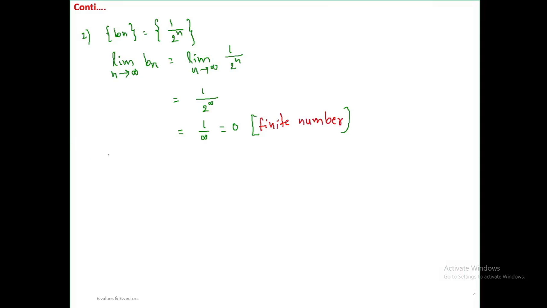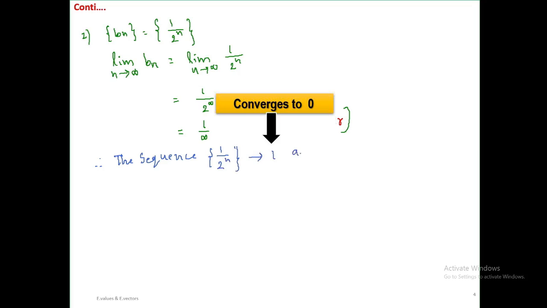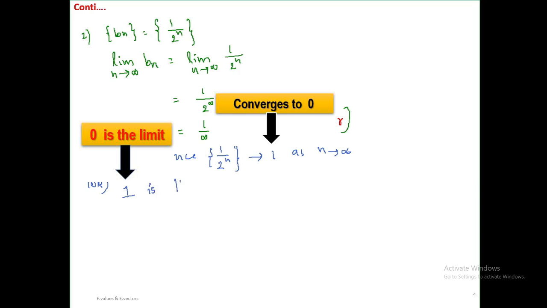So therefore the conclusion is that the sequence 1 upon 2 raised n converges to 1 as n becomes large. You can write like this, or simply we write 1 is the limit of the sequence 1 upon 2 raised n. Therefore the sequence 1 upon 2 power n is a convergent sequence.